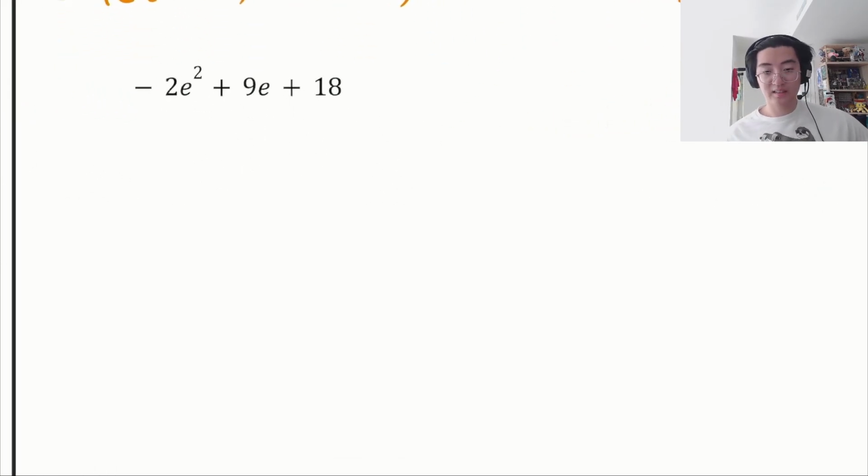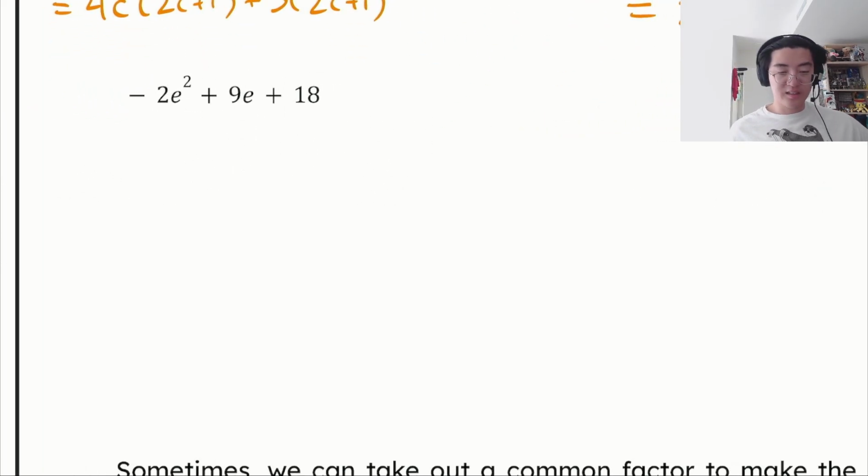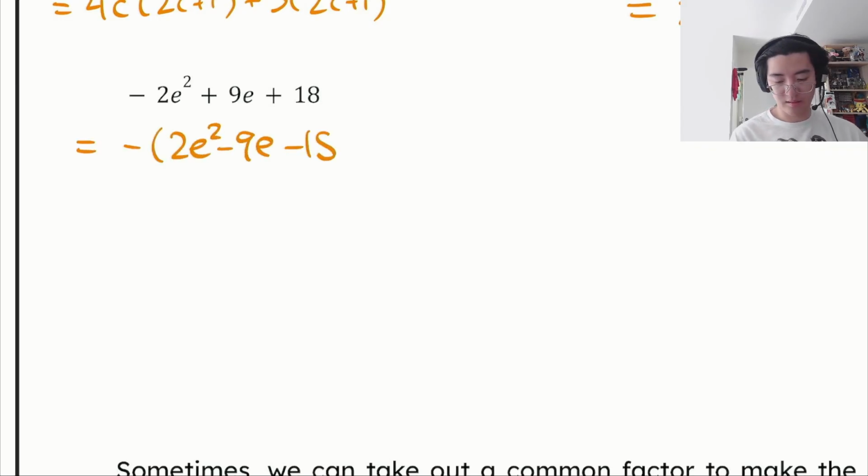Okay, how about here? Alright, so now that we learned this method, we actually don't really care about the negative signs in front anymore. But we can always just take this negative out, just so we don't have to worry about that. Okay, from here, two factors of 1 and 2, so it has to be e and 2e.